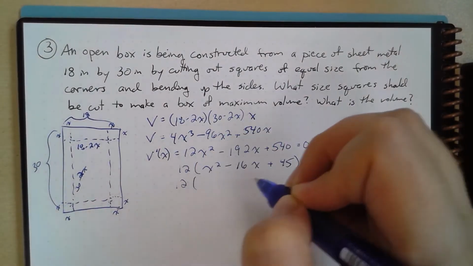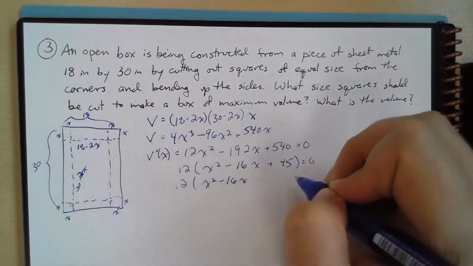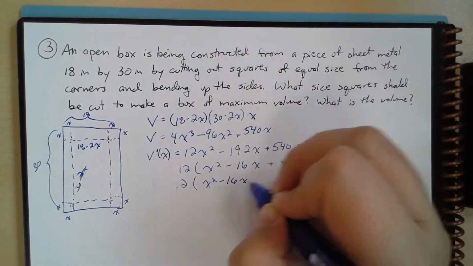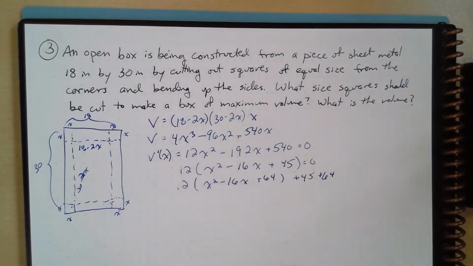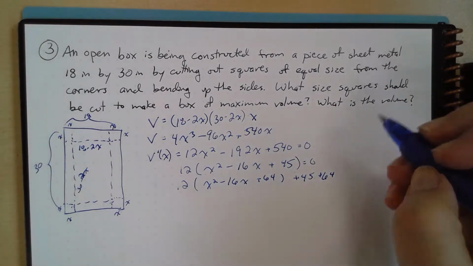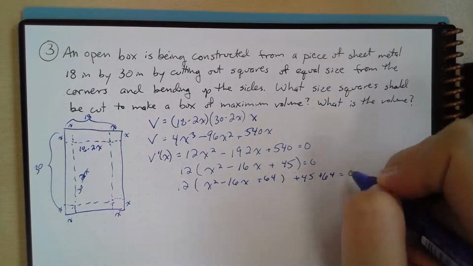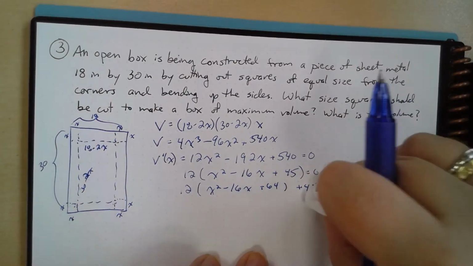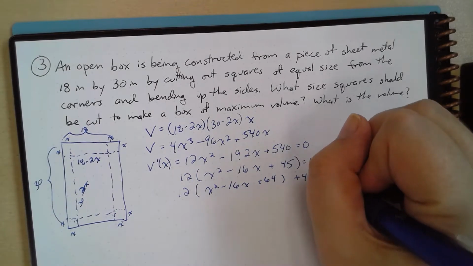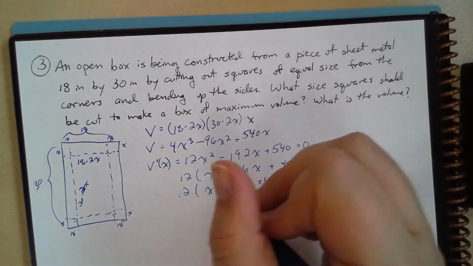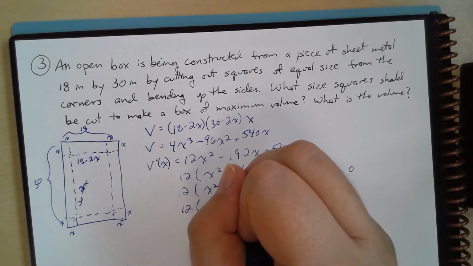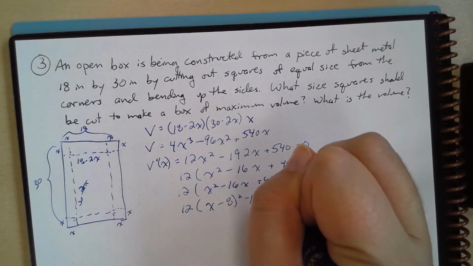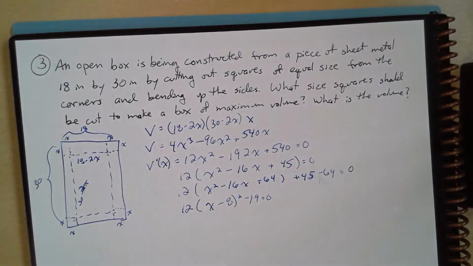12 times x squared minus 16x plus 45. 16 divided by 2 is 8, plus 64. Or nope, not. This equals 0, and actually this should be minus because I would have added it to both sides, right? So this should be a minus 64. So now we have 12 times x minus 8 squared minus 19 equals 0. Don't I still need that? One second here.